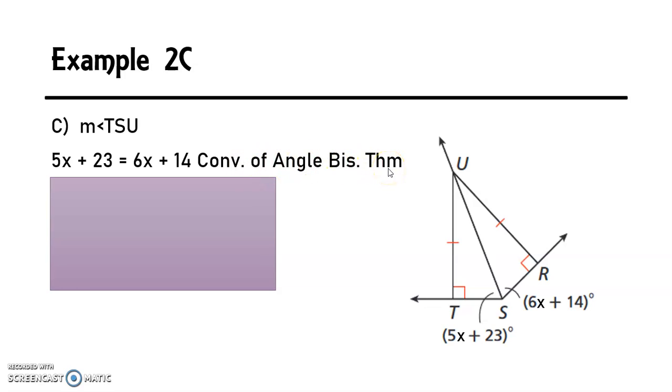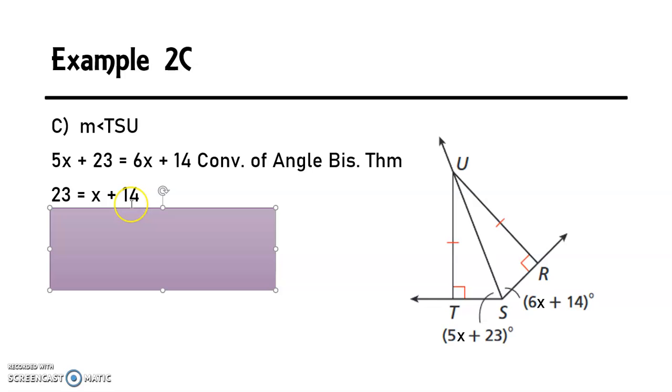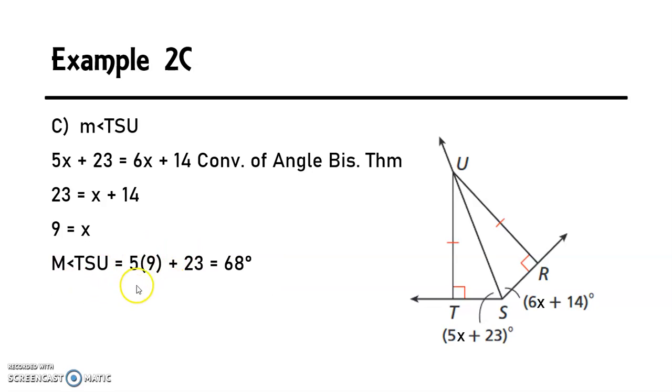Now we just need to solve for x. So I'm going to subtract 5x on both sides to get 23 equals x plus 14. Then I will subtract 14 on both sides to get x is 9. But I'm not done there. I still need angle TSU. So I'm going to take that and put the 9 into this expression here. And my final answer came out to be that TSU is 5 times 9 plus 23, which is 68 degrees.